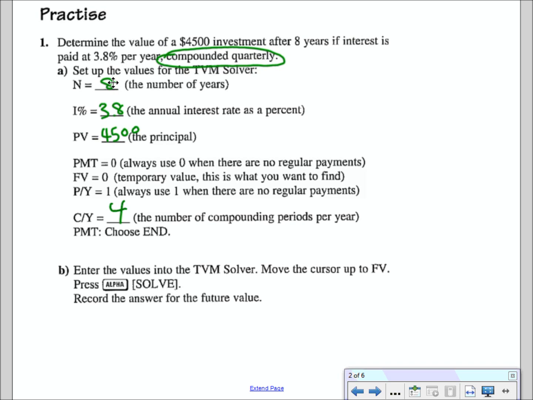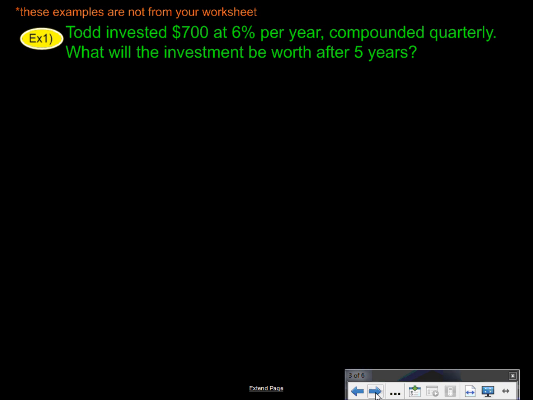The negative sign is just a convention, but really the answer is $6,089.97. Is this practice question on your sheet? Does that make sense? These ones are fairly easy. It's when we get to the annuities that it's a bit trickier. Do you have this example?